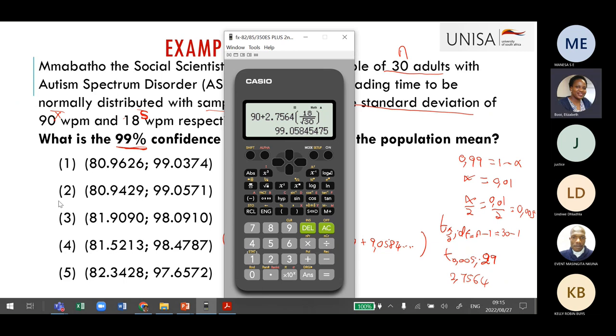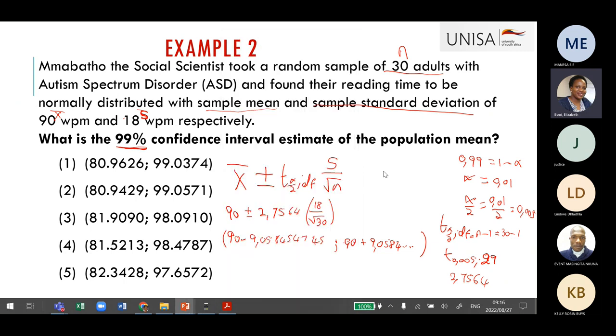99,0584. I will choose option 2 for this one as well. So we can always change the slide numbers. So that would have been their answer. So that is how you will answer when you are given the sample standard deviation.